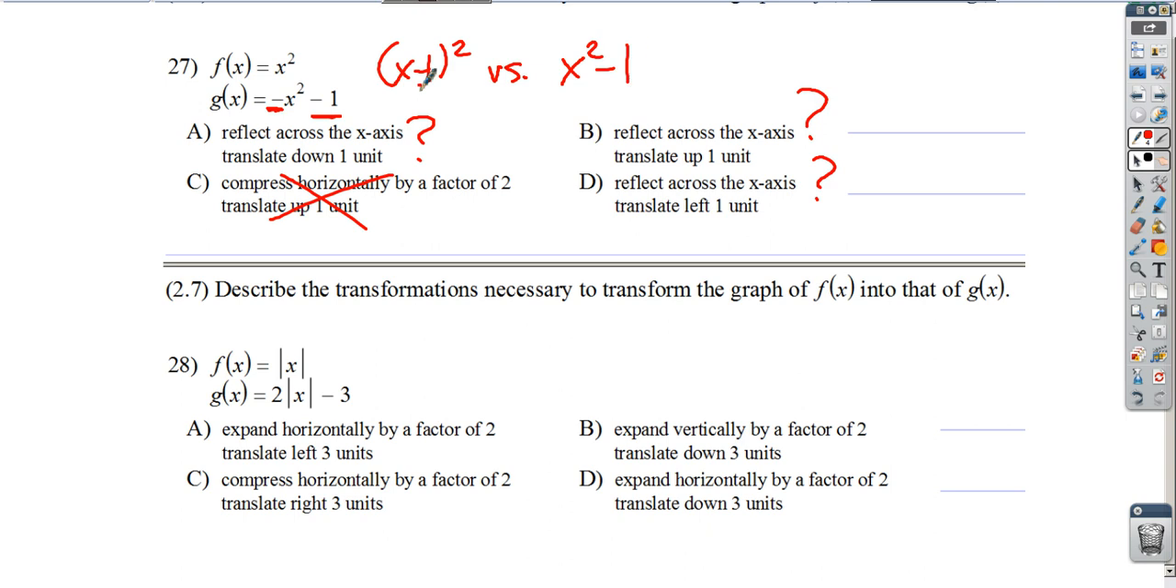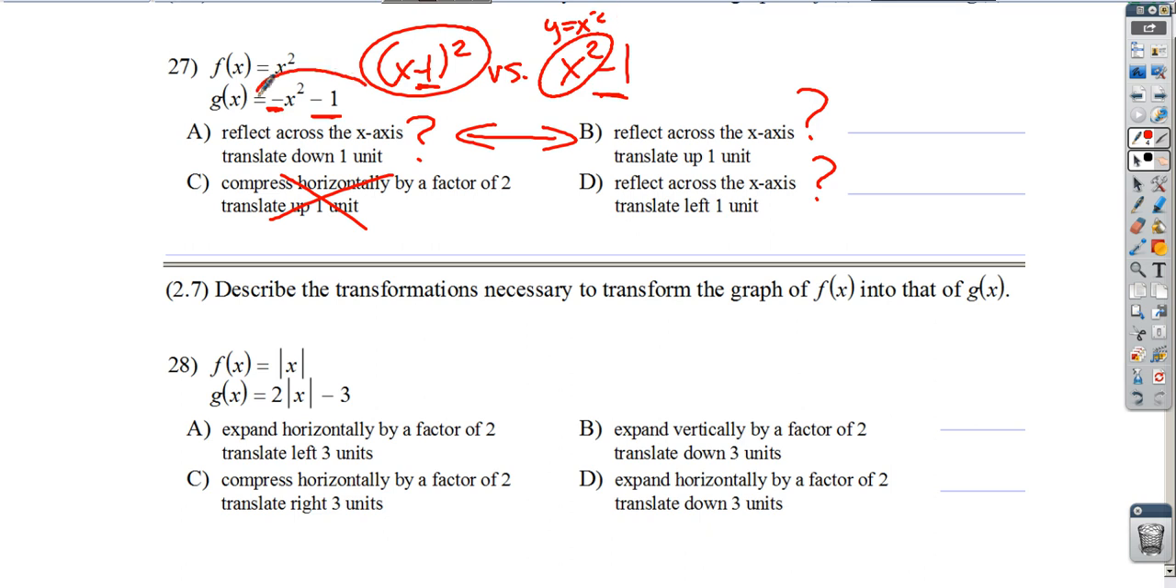Okay, they do look similar, they both have a -1. What's the difference? In this one, the -1 is attached to the x, so that means you're moving in the x direction. That's right and left. Okay. This one right here, the -1 is attached to this entire function value, this y value. So you're moving up or down.